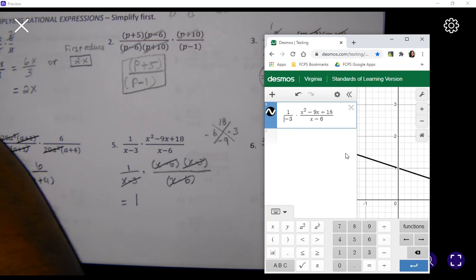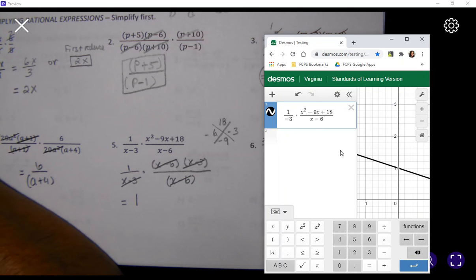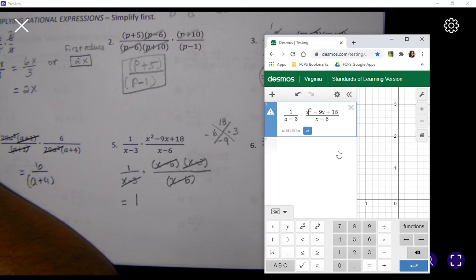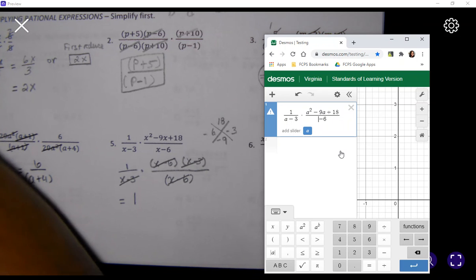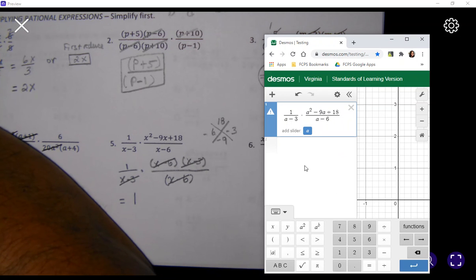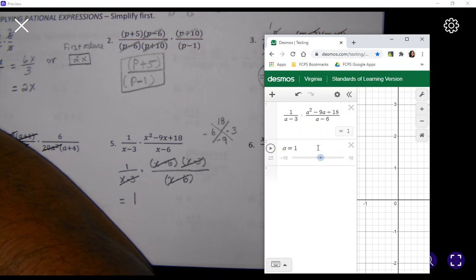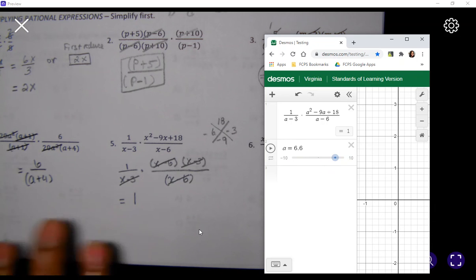Sometimes what I do is I like to just plug in a number. So I can go back and change it, and instead of graphing it, I can just plug in a number. Look, I can plug in any number and it keeps giving me 1. Okay, so that's my answer.